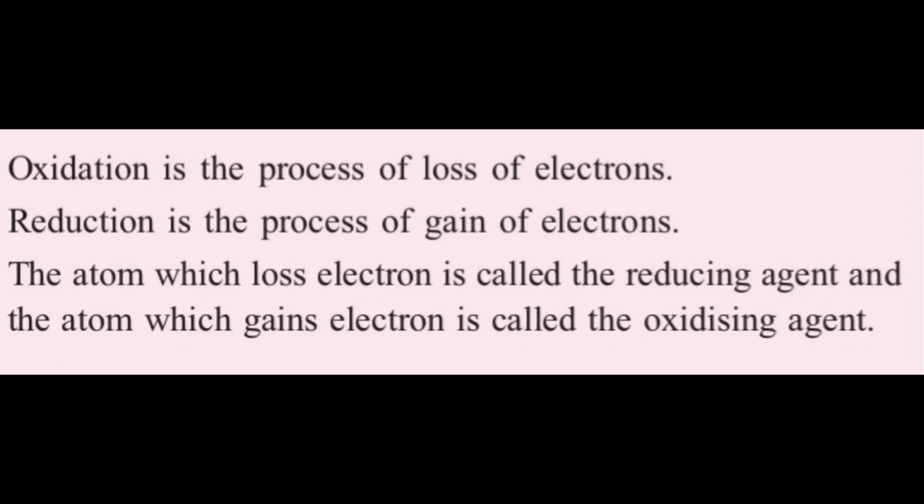Now you can see the definition in the slide. Oxidation is the process of loss of electrons. Reduction is the process of gain of electrons. And the atom which loses electrons is called the reducing agent, and the atom which gains electrons is called the oxidizing agent.